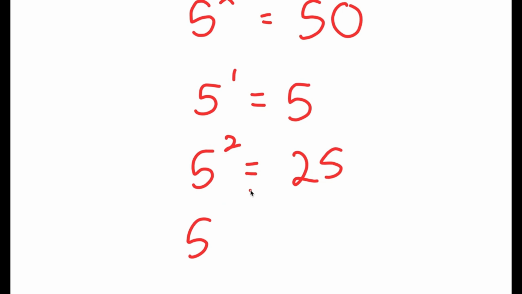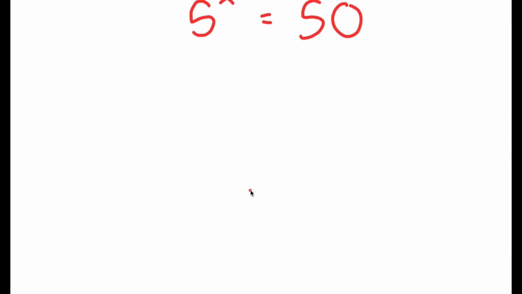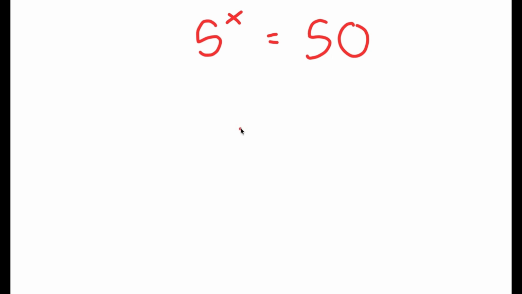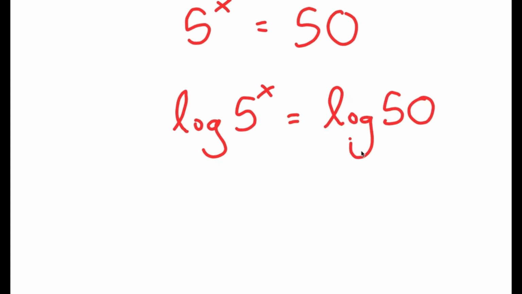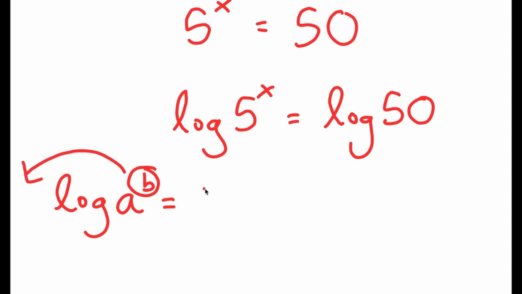So how are we going to find the exact value of x? Well, to start, we're going to be using logarithms. So I'm going to take the log on both sides, so I get log 5 to the power of x is equal to log 50. And the reason I'm doing this is because logarithms come with a special property that states that if I have something in the form log a to the power of b, I can move the exponent b to the front, so this turns into b times log a.